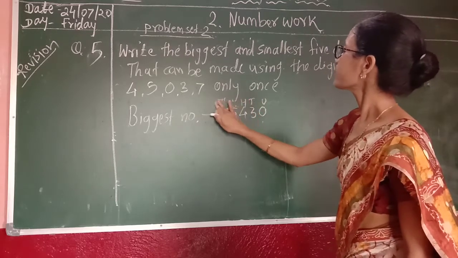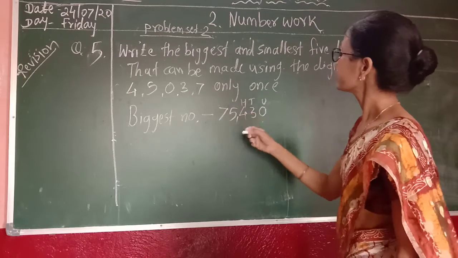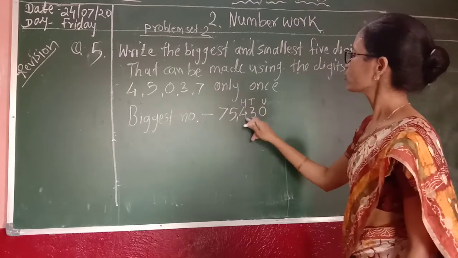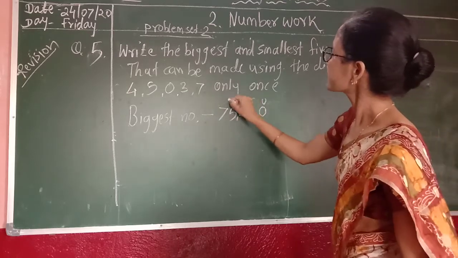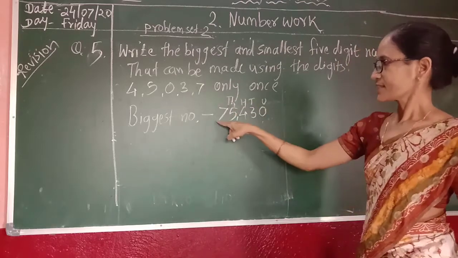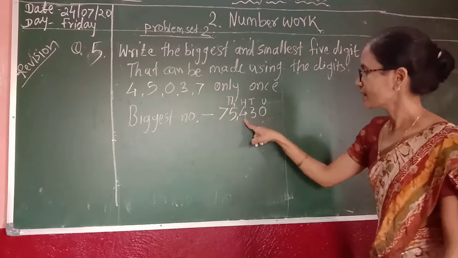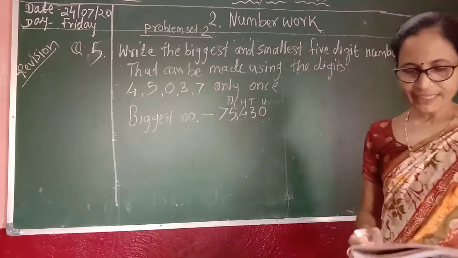Okay, but we put a comma here. 1, 2, 3 numbers पे आप comma होना चाहिए and this is the 1000. That is 75,430 is the biggest number.